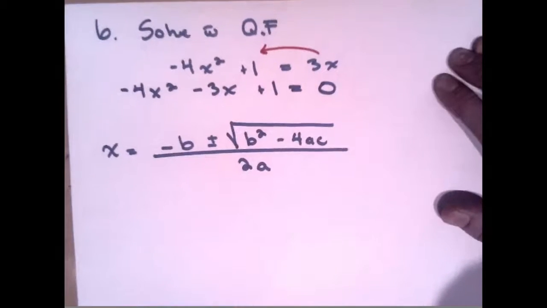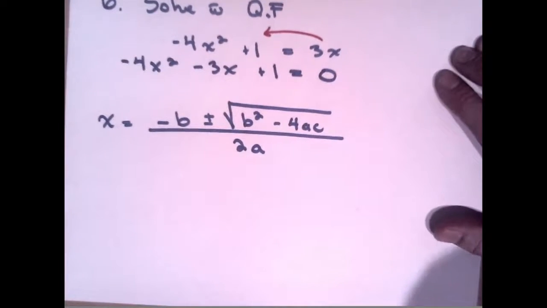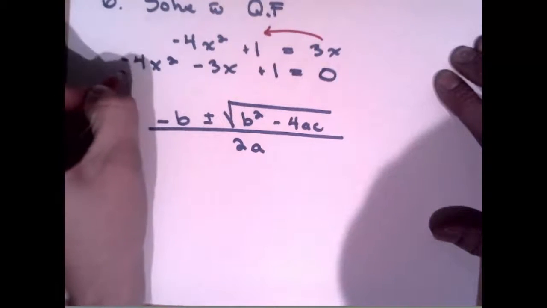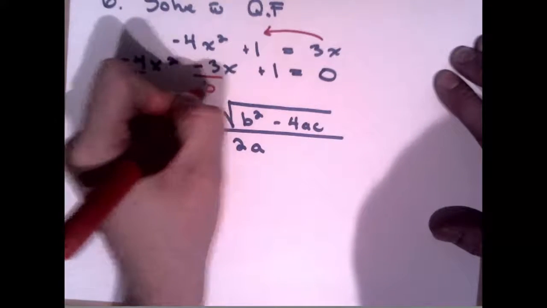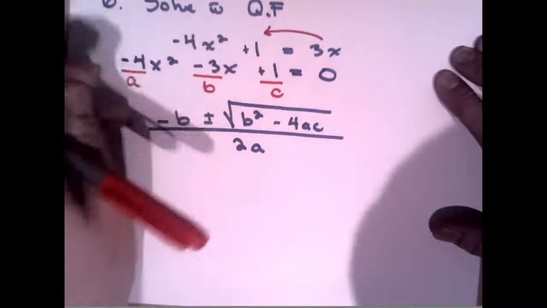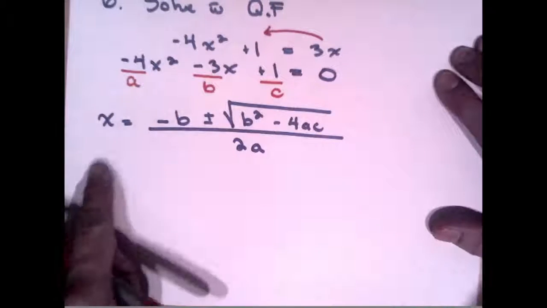Okay? And there it is. You should identify who's A, who's B, who's C. So there's your A, B, and C. A is minus 4, B is minus 3, and C is 1. They go into the quadratic formula.